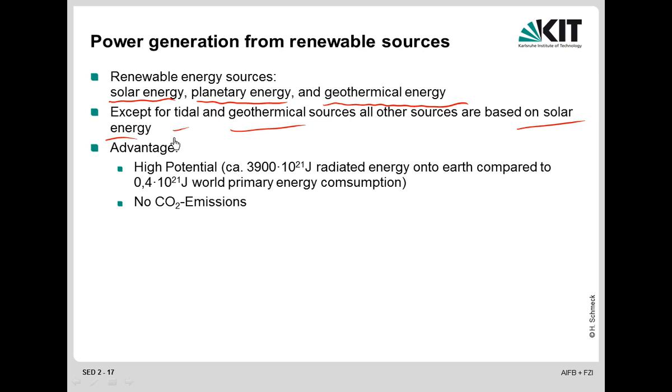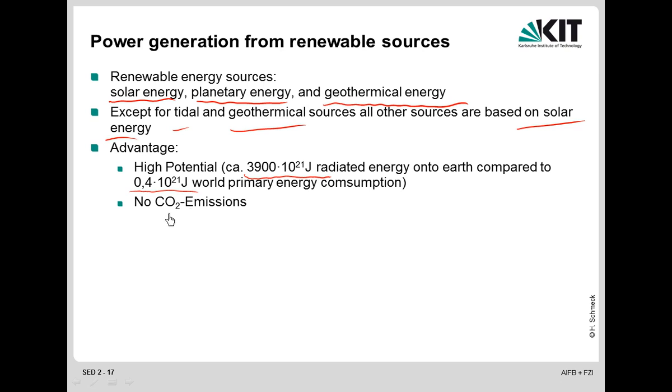So there is something like 3,900 times 10 to the 21 joule of radiated energy. We can compare that to 0.4 times 10 to the 21 joule, our world primary energy consumption. So there's a huge surplus of radiation. We just have to get it, which is the problem. But the potential is there. If we have more efficient ways of harvesting the radiated energy, then there's a very huge source.